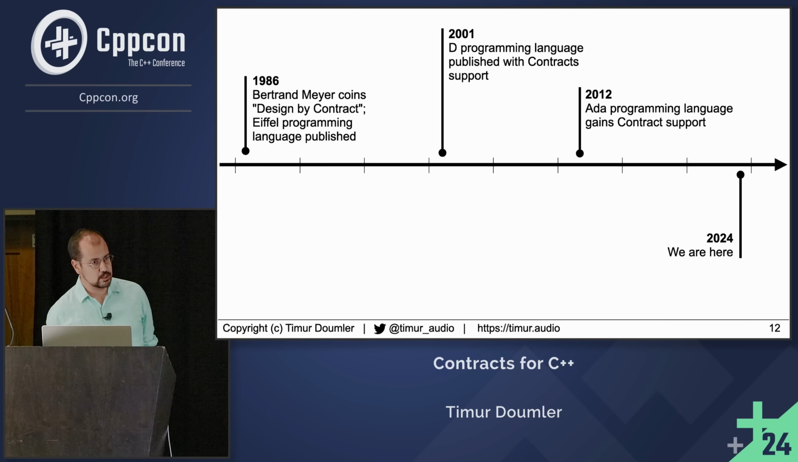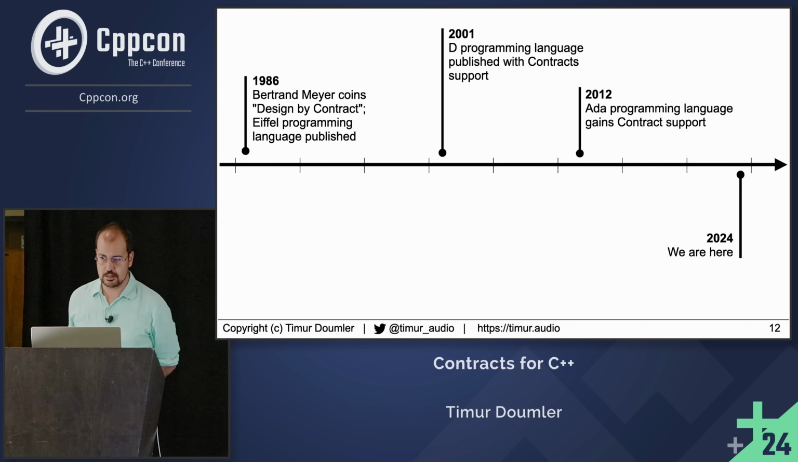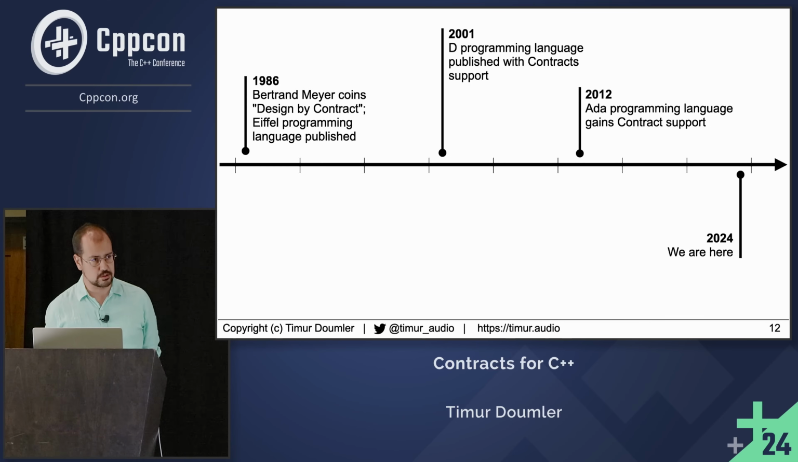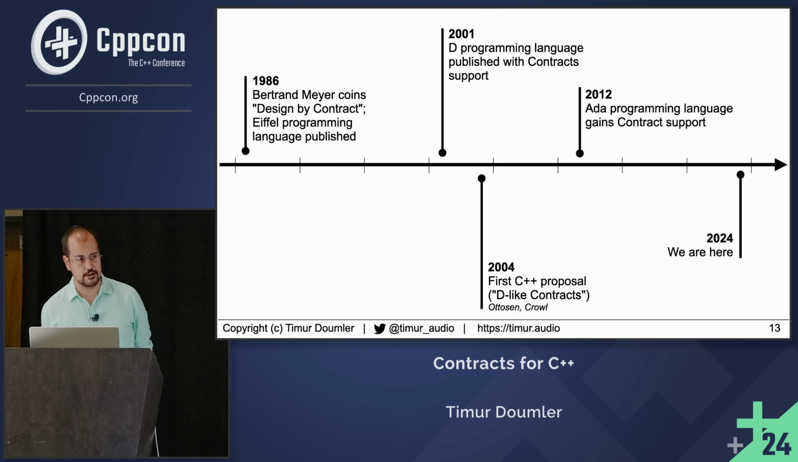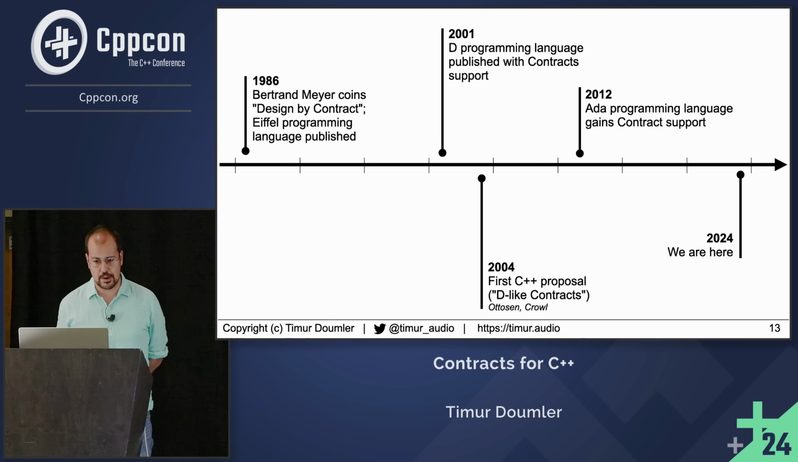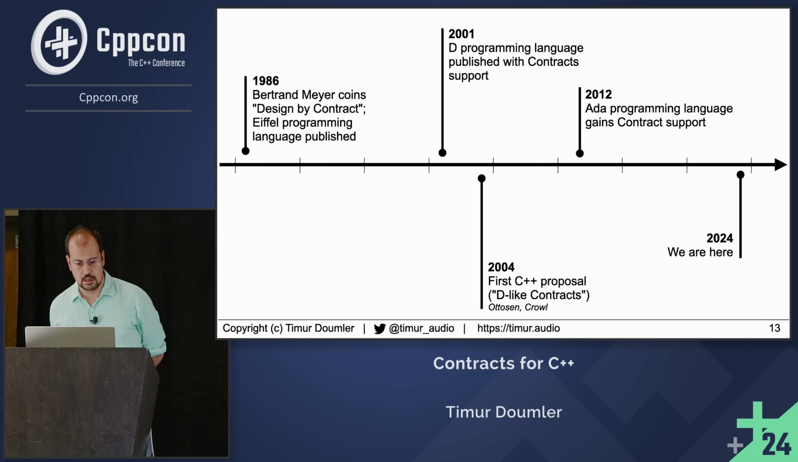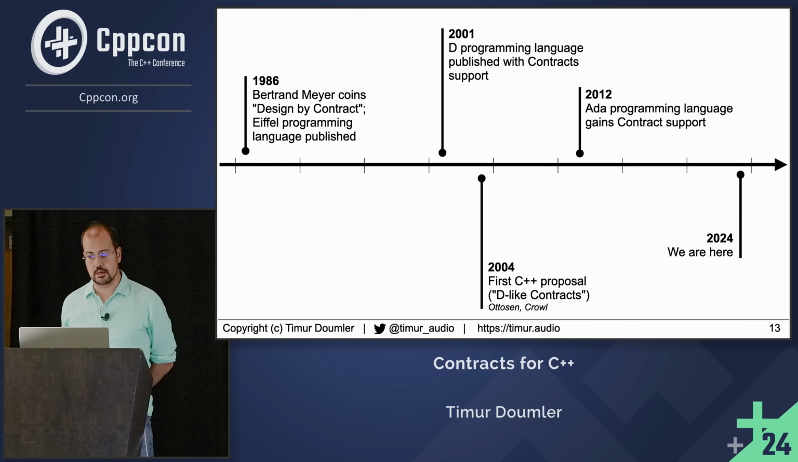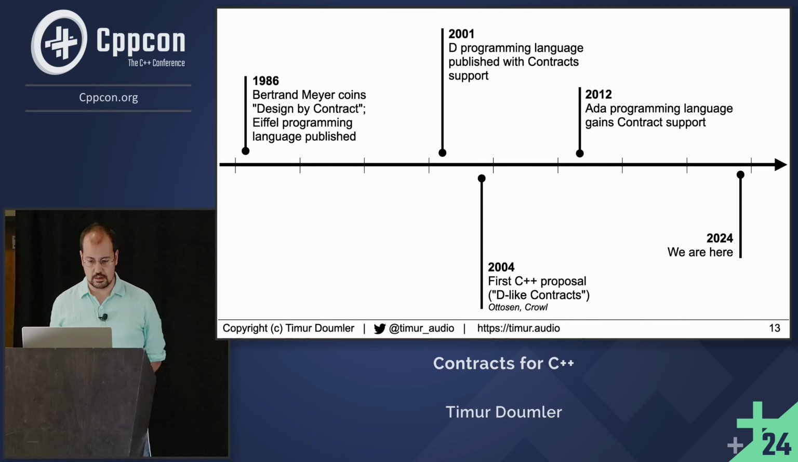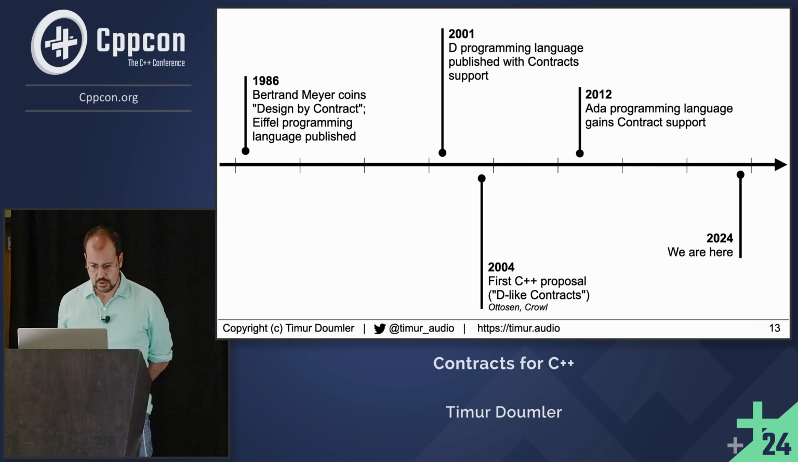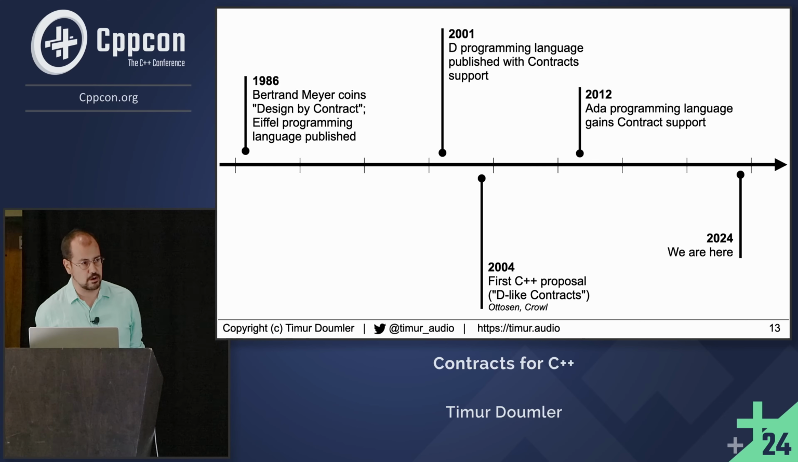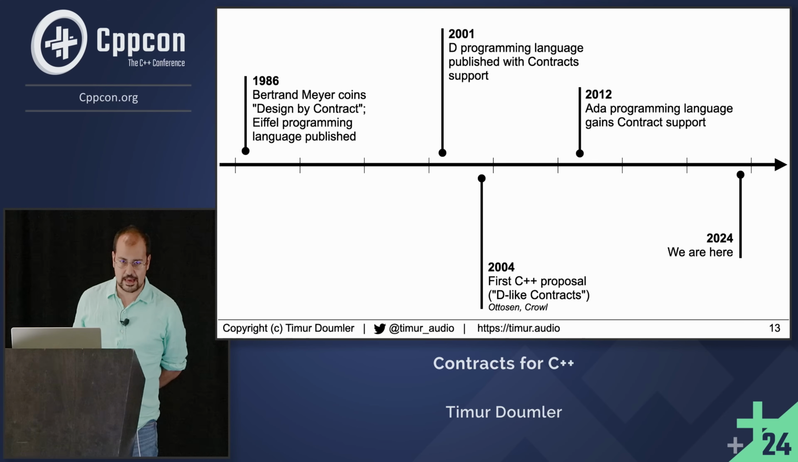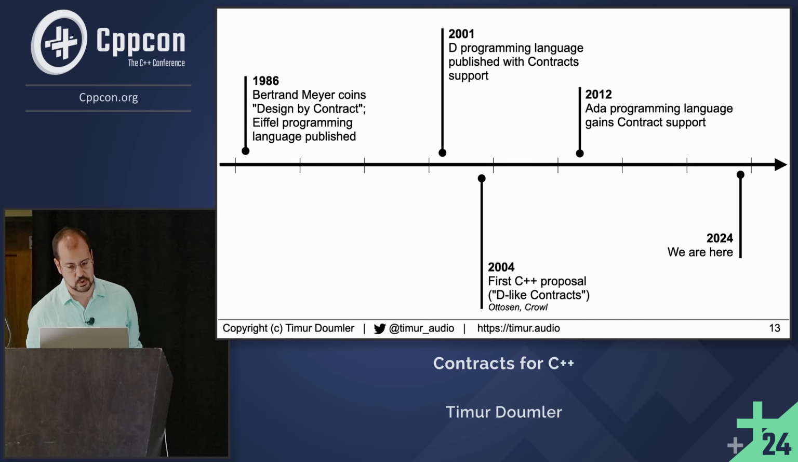Actually, it turns out that the history of contracts in C++ is longer than the history of contracts in Ada, because the first proposal to add contracts in C++ is actually from 2004. So that was shortly after D was released. It was heavily based on the way contracts work in D, so it was very, very heavily based on the D language, that proposal. But that is also 20 years ago, so we have 2 decades of history of just trying to add contract support to the C++ programming language.